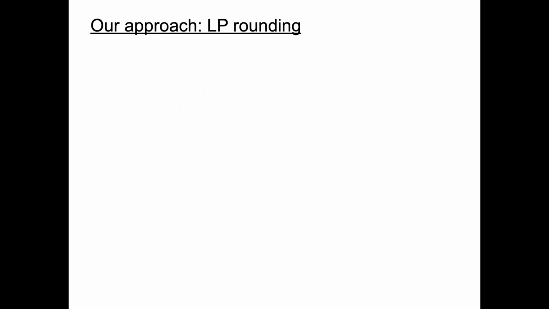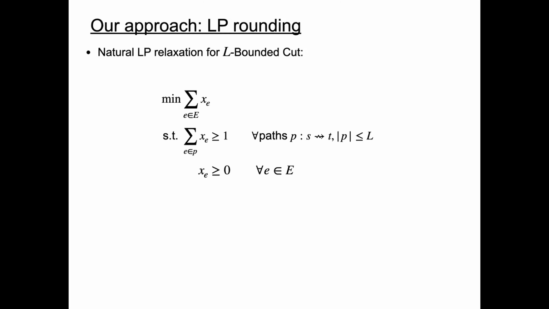Okay, so what's our idea? For all the algorithms, our idea is to do LP rounding, and we use basically the first LP relaxation you would think of, right? It's the natural relaxation with the constraint saying any path from S to T of length at most L should have at least one edge that's cut. And specifically for L equals 4, for 4-bounded cut.